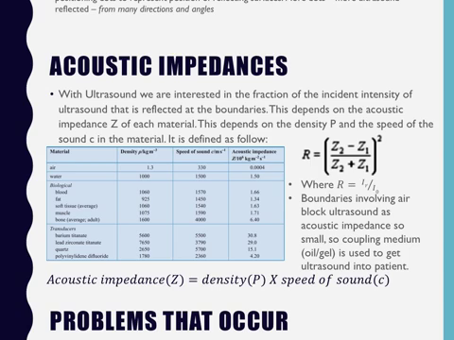Acoustic impedances. With ultrasound, we are interested in the fraction of the incident intensity of ultrasound that is reflected at the boundaries. This depends on the acoustic impedance, Z, of each material. This is defined as density times speed of sound. The ratio of reflected intensity is equal to the acoustic impedance of one minus the other, divided by the one plus the other, all squared.